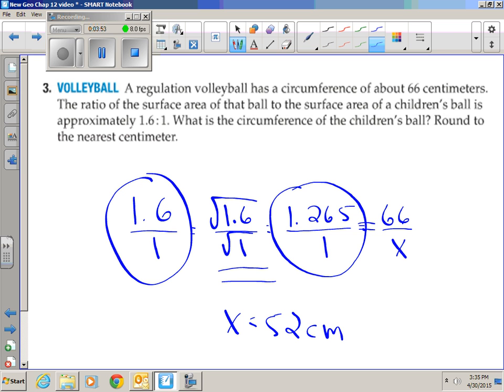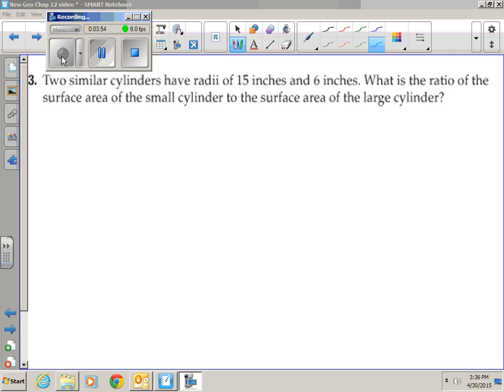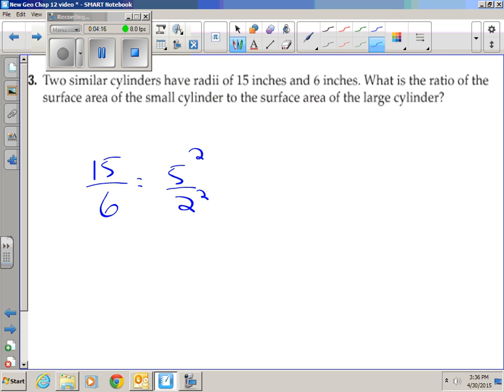Okay, in this problem right here, we have two similar cylinders, and their radii are 15 and 6. So the ratio of their radii is 15 to 6, which can be reduced to 5 to 2. Well, that's the ratio of their lengths. So let's find the ratio of their areas. We're going to square both 5 and 2. That equals 25 to 4, and that is the ratio of their surface areas.